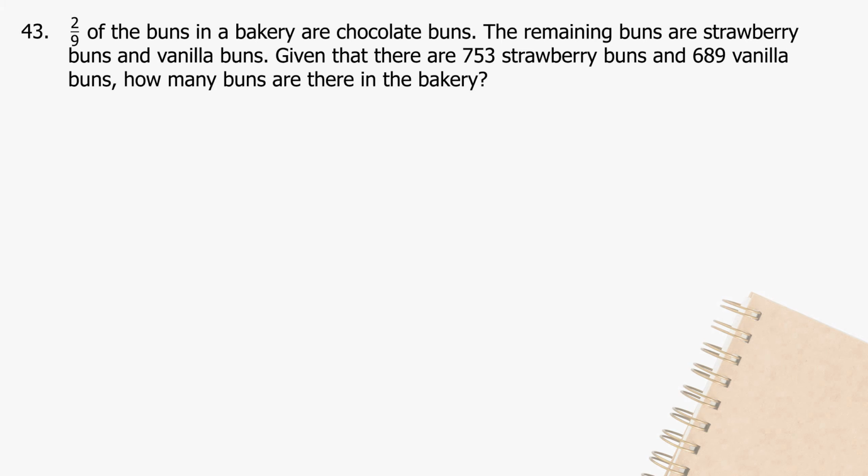Question 43. 2/9 of the buns in a bakery are chocolate buns. The remaining buns are strawberry buns and vanilla buns. Given that there are 753 strawberry buns and 689 vanilla buns, how many buns are there in the bakery?